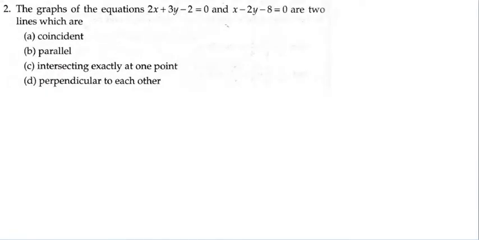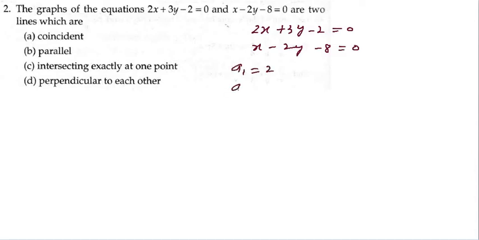Now come to the next question. The graph of the equation 2x plus 3y, we can write here 2x plus 3y minus 2 equal to 0, and the second one is x minus 2y minus 8 equal to 0. So we can consider a1 is equal to 2 and a2 is equal to 1, the coefficients of x. b1 is equal to 3 and b2 is equal to minus 2, and c1 equal to minus 2 and c2 equal to minus 8.